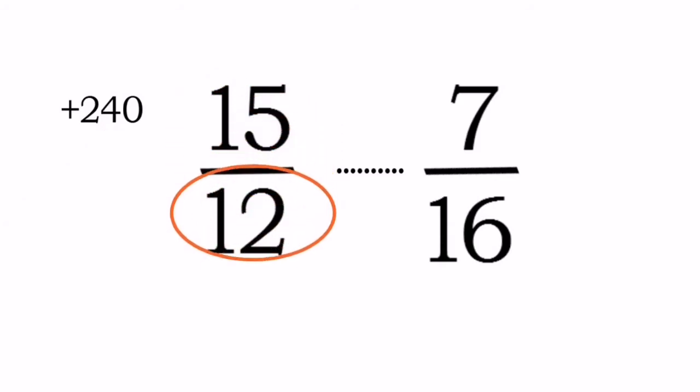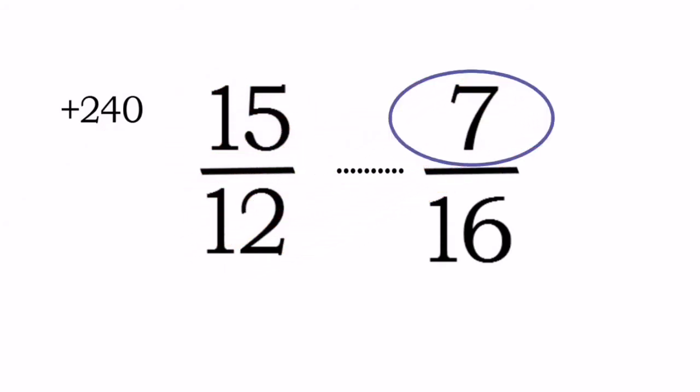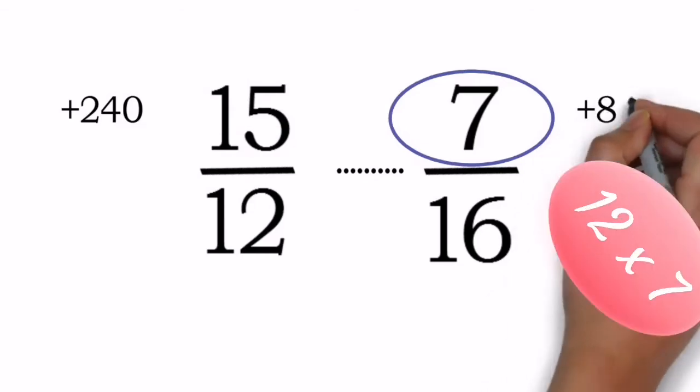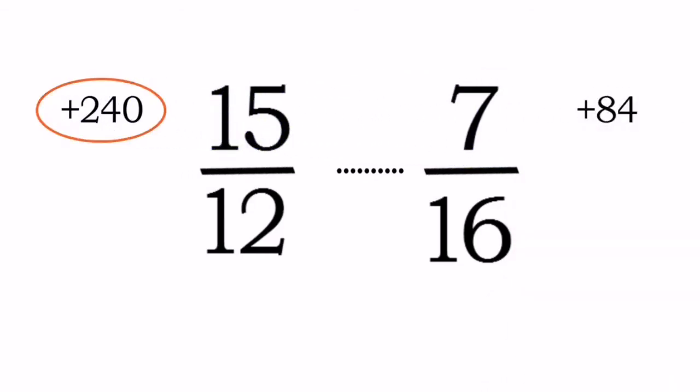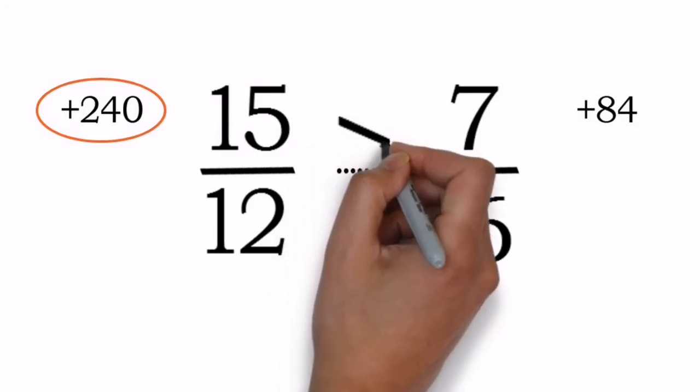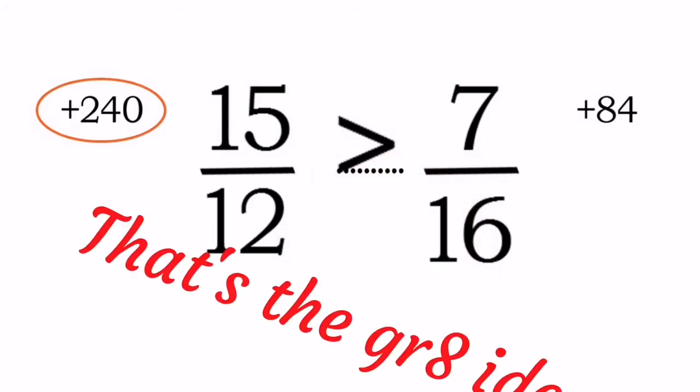Now 12 and 7, the first denominator and second numerator. If you multiply them, the answer will be positive 84. Now compare these two numbers, plus 240 and plus 84. Plus 240 will get the bigger sign because between two positives, the greater positive is the bigger number.